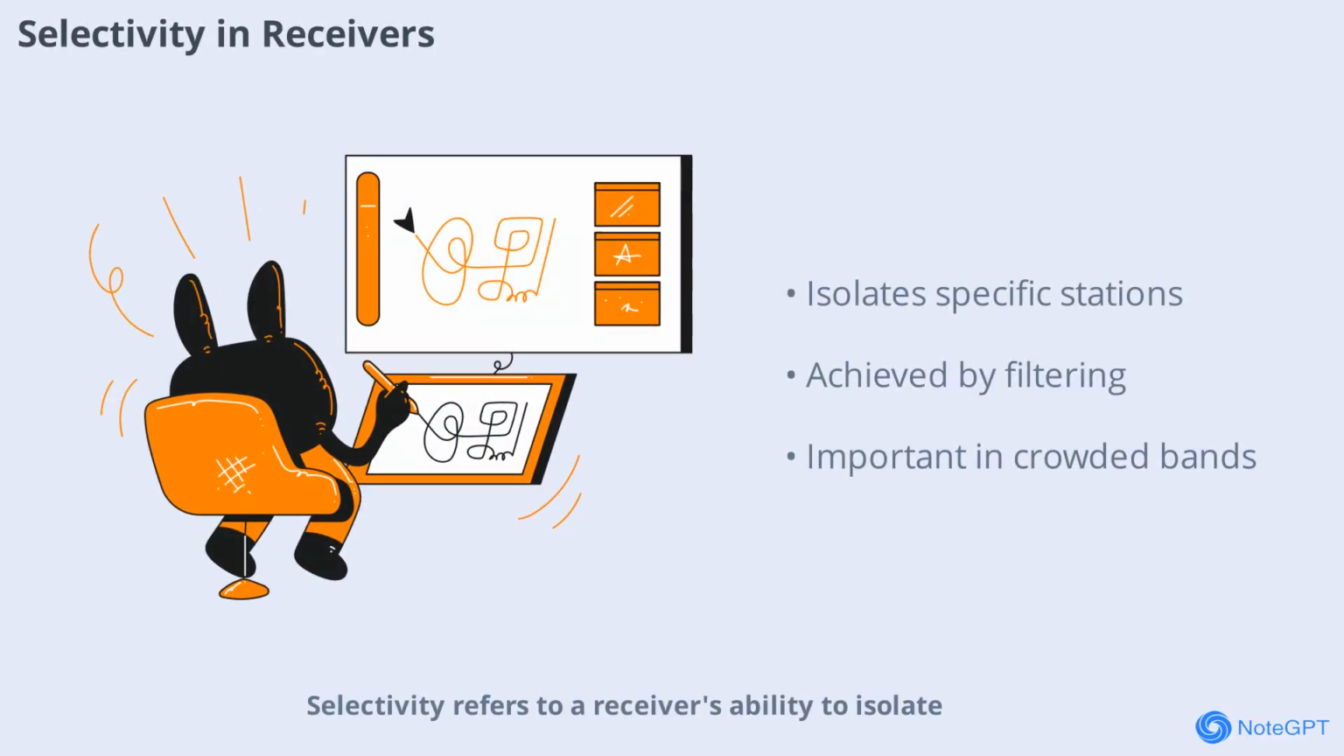Selectivity refers to a receiver's ability to isolate a specific station from others nearby in frequency. High selectivity is achieved through careful filtering at the IF stage and precise tuning. This feature is especially important in urban areas where many stations broadcast close together.